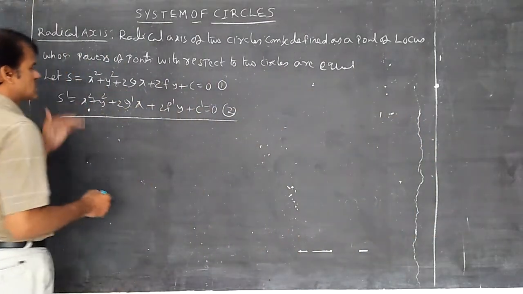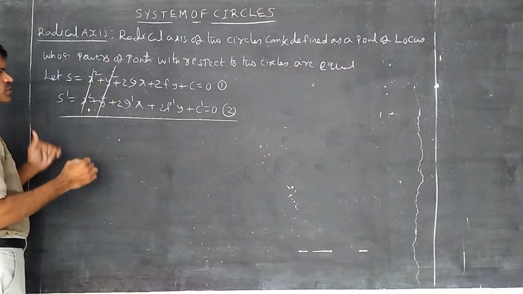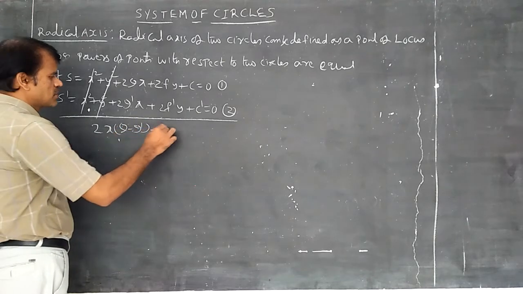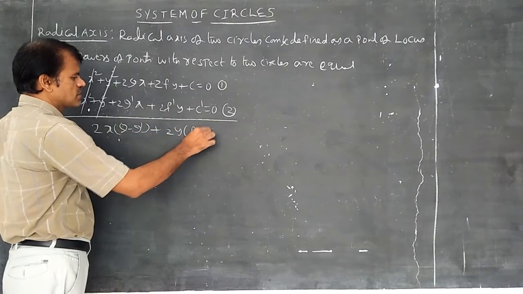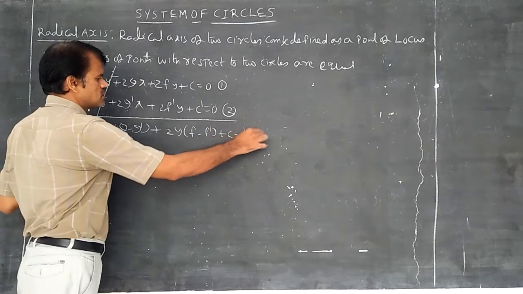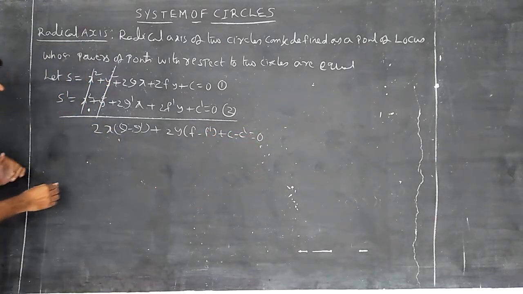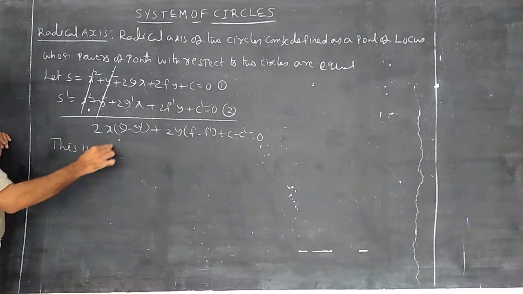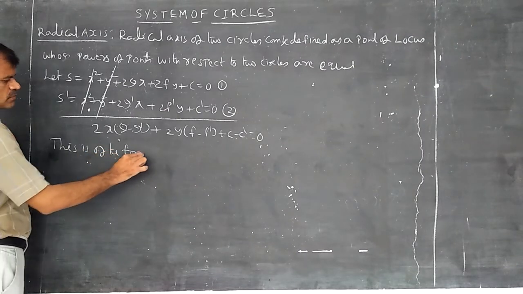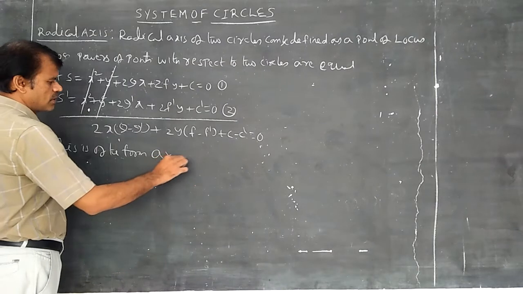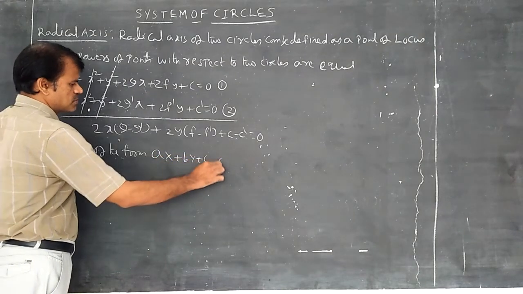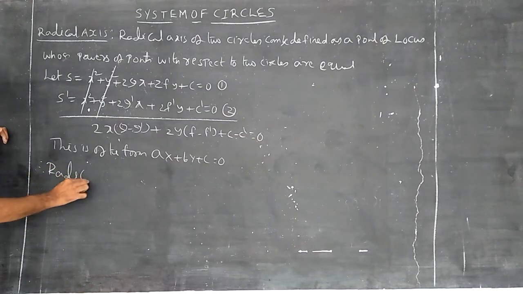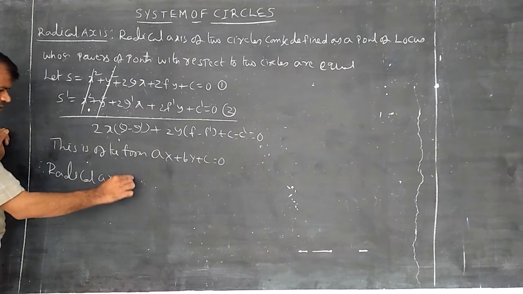Now you can do S minus S dash. So x square and y square will get cancelled. Here 2x you can take common, g minus g dash, plus 2y common, f minus f dash, plus c minus c dash is equal to 0. Now we can understand this is of the form ax plus by plus c equal to 0. Therefore, radical axis is a straight line.